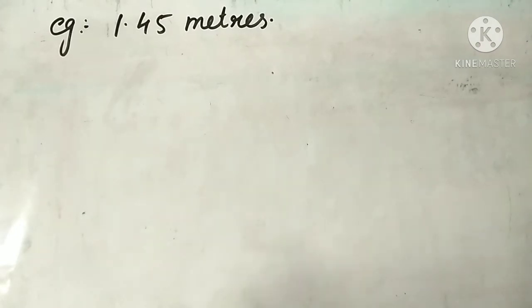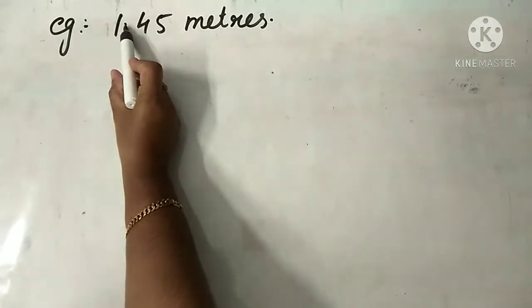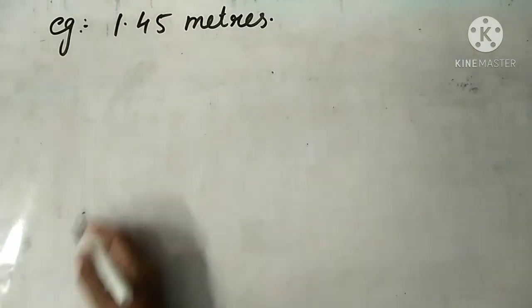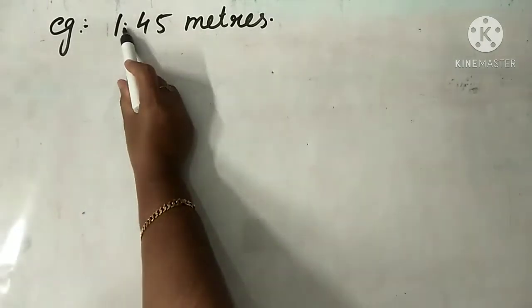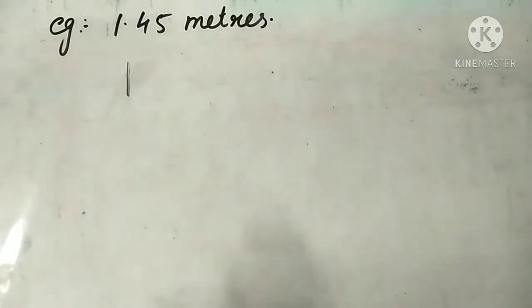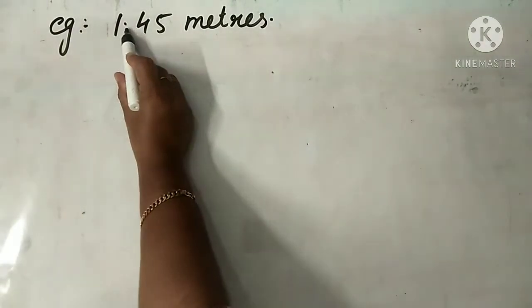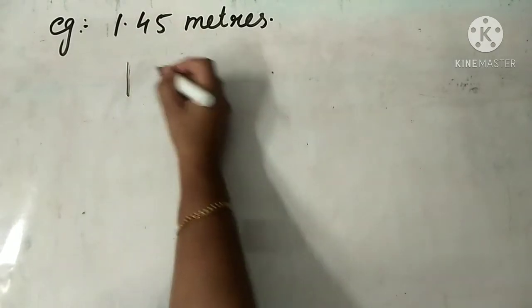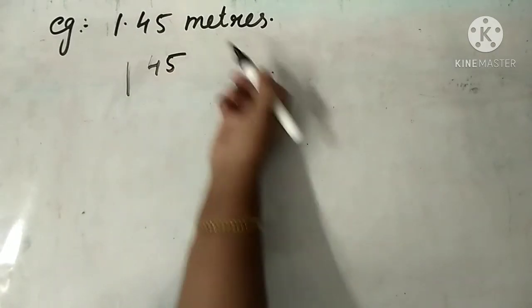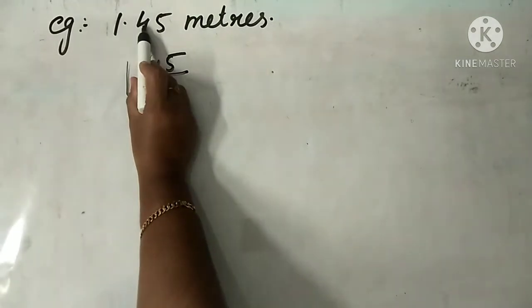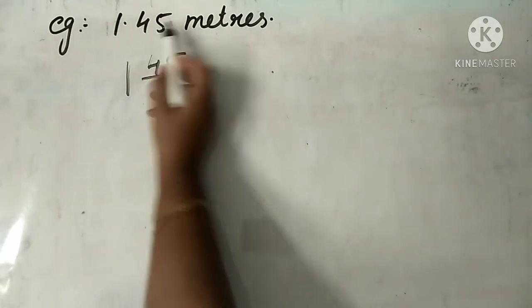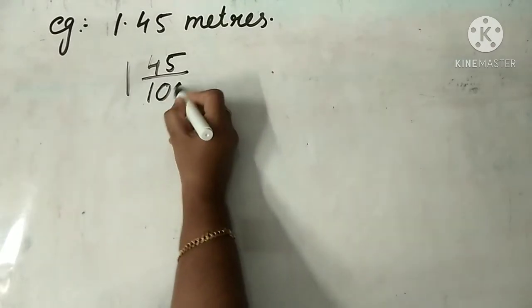This is decimal form. Now we will write the fractional form. The number before the decimal point is the whole number, so we write it as a whole number. The number after the decimal point we can write as a fraction. The number after the decimal point is 45, so 45 is the numerator, and the denominator is what? How many numbers are there after the decimal point? 2 numbers. So we have to put 2 zeros.